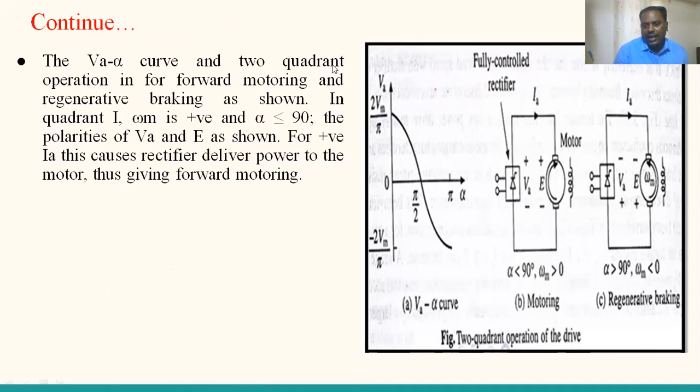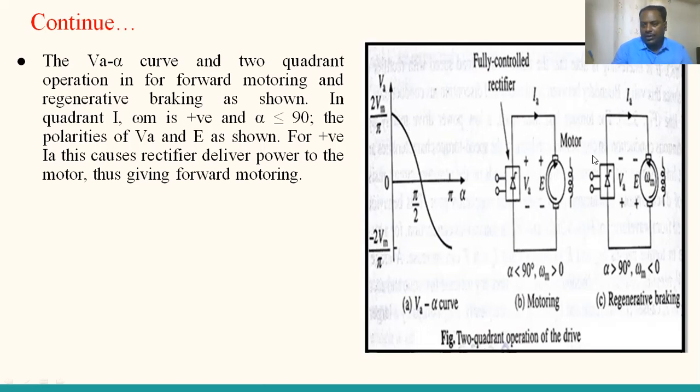Yes. And beyond that, you can increase the alpha value from 90 to 180 degrees. It increases towards the negative maximum. What is the negative maximum? Minus 2 Vm by pi. Yes. So this curve explains that the average output voltage changes from the positive maximum to the negative maximum. So it has a positive average output voltage and a negative average output voltage, so that this drive has an ability to operate in the first quadrant as well as the fourth quadrant.